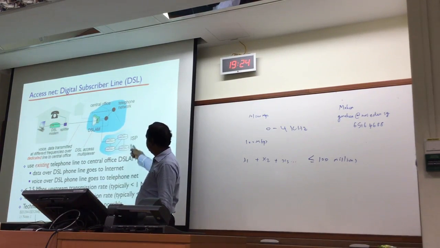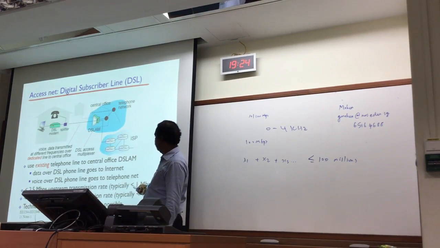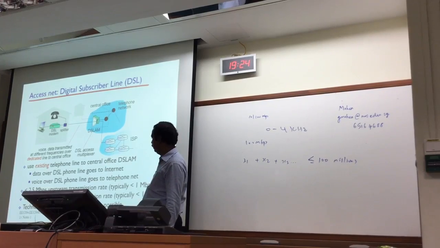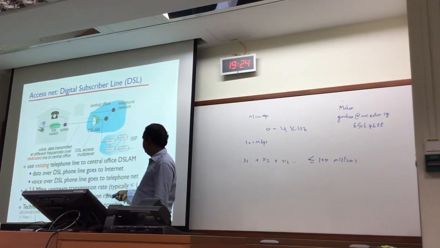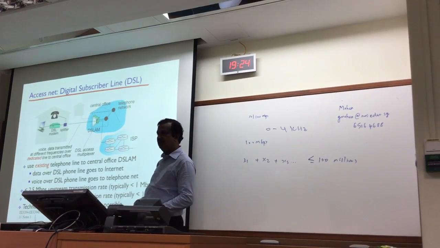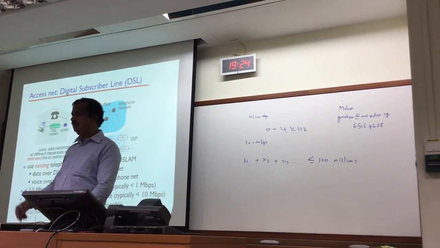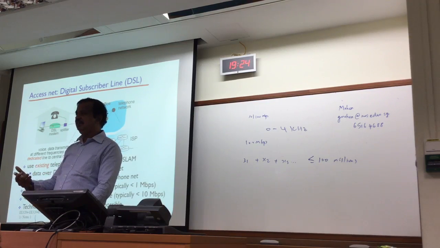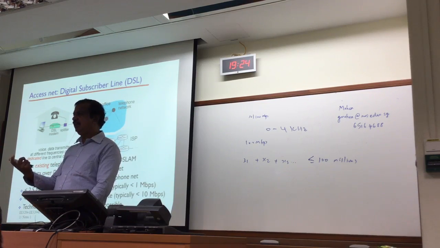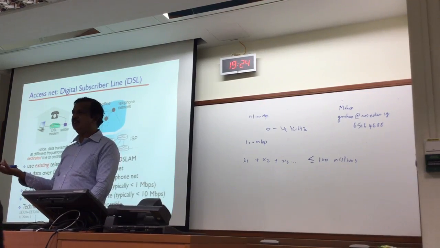DSL goes to the internet and voice goes to the telephone network. Then upstream and downstream bandwidth could be different. For example, upstream bandwidth is 2.5 Mbps. Usually upstream and downstream bandwidth are different, even for DSL and cable modem. So why is there a difference? Because it is based on the need.